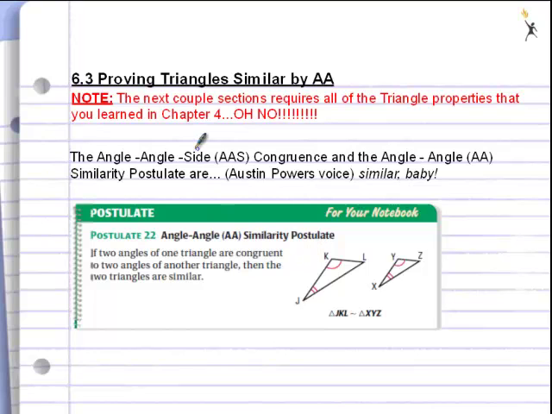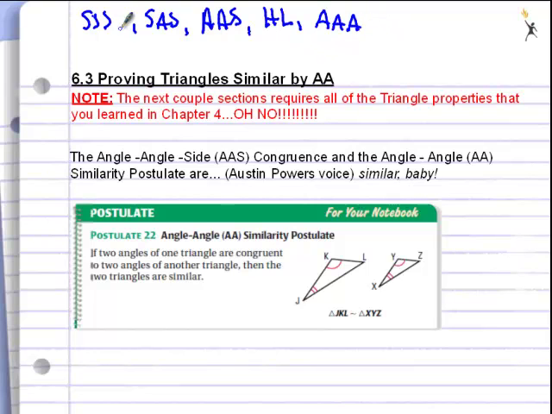Okay, now we move on to section 6.3, which is dealing with triangles being similar. Now, in chapter 4, you dealt with proving triangles were congruent. And remember, you had 5 different ways to prove triangles congruent. You had side, side, side. You had side, angle, side. You had angle, angle, side. You had hypotenuse, leg. And you had angle, angle, angle.